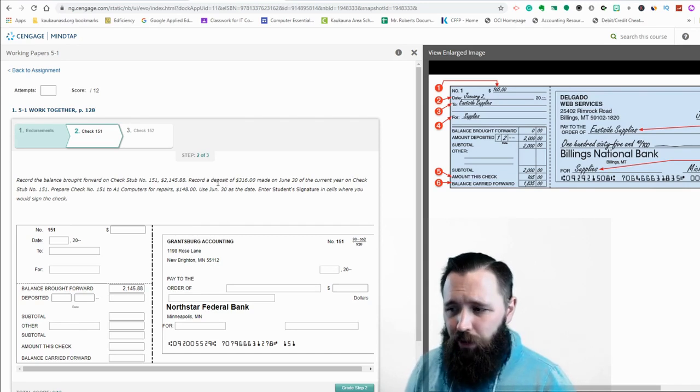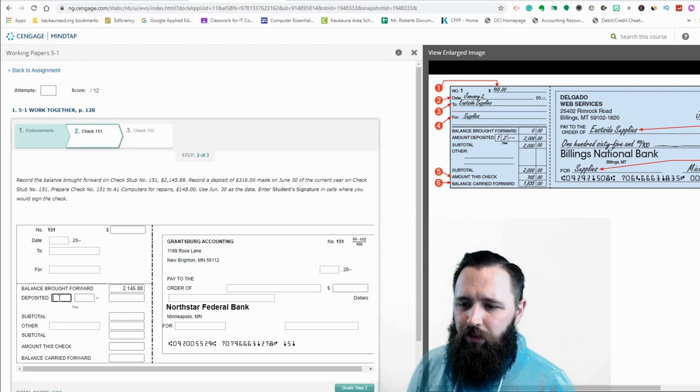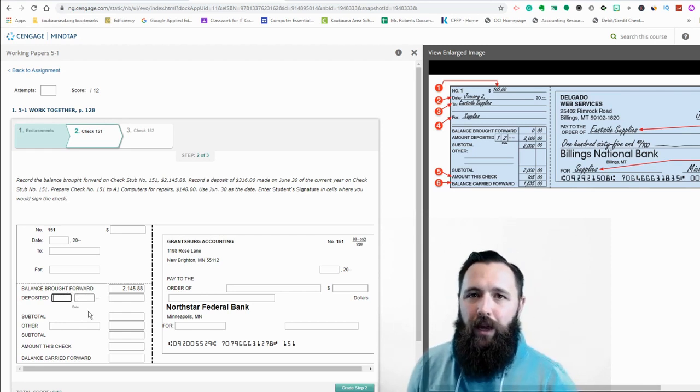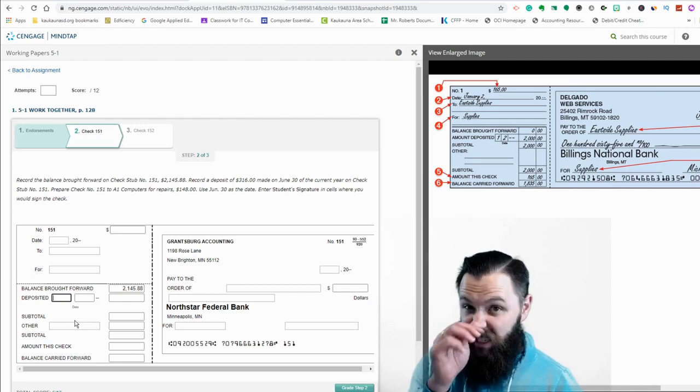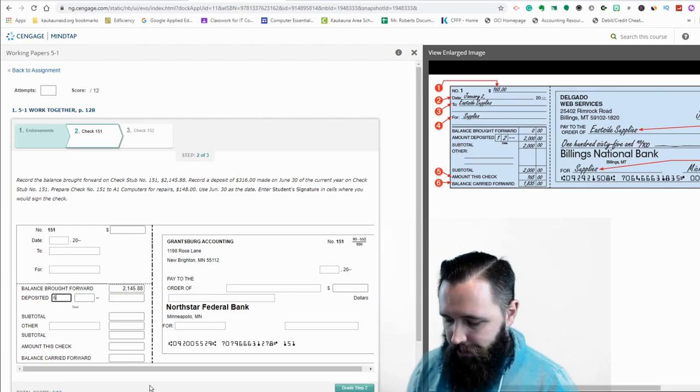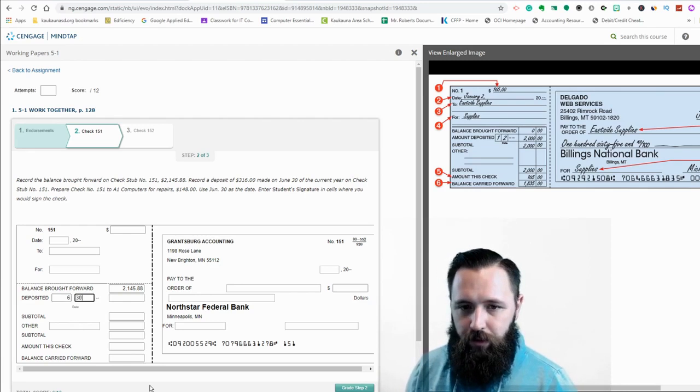And it also wants to record a deposit of $316 that was made on June 30th. So we're just putting in the information from the previous deposit that we had. You remember when we had the deposit slip, we get a receipt of that, and then we're going to record it on here. So this was deposited on June 30th, and it was $316.